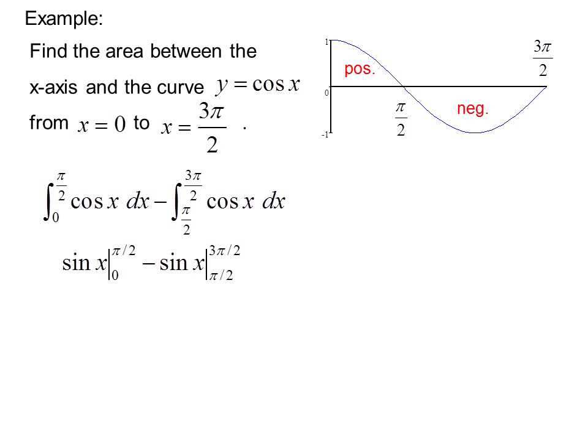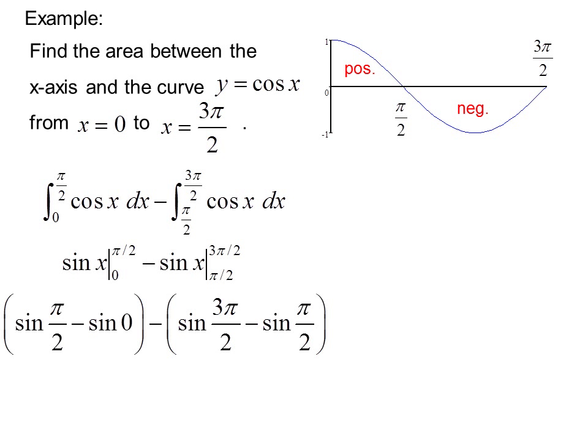Evaluating the antiderivative, we get sine x from 0 to pi over 2 minus sine x from pi over 2 to 3 pi over 2, or sine pi over 2 minus sine 0 minus the quantity sine 3 pi over 2 minus sine pi over 2, or 1 minus 0 minus the quantity negative 1 minus 1, or 3.